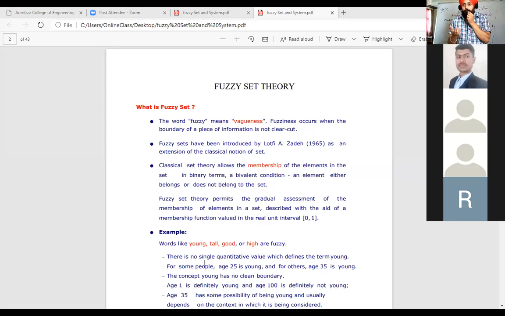So we can represent all of them, but we can say yes, tall. Then how much is young? The person having less age will be more young. The person having more age will be less young. So you can distribute everything. You cannot exactly say how young he is, how tall he is, how good he is.